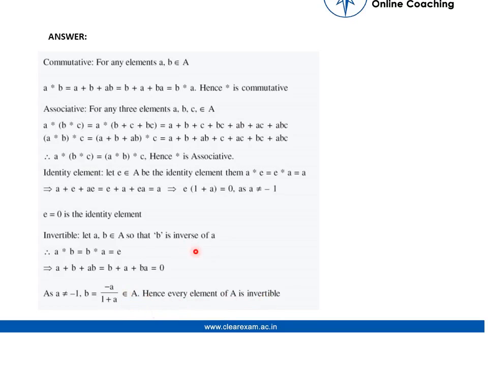Okay, basically invertible means b is the inverse of a. We need to calculate the inverse.